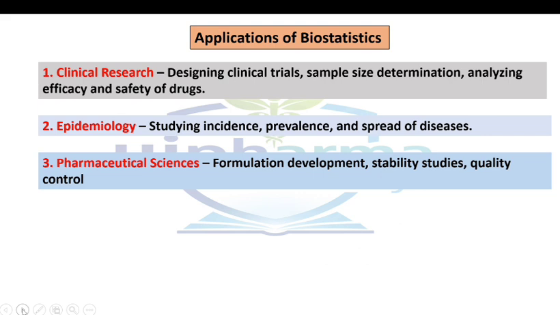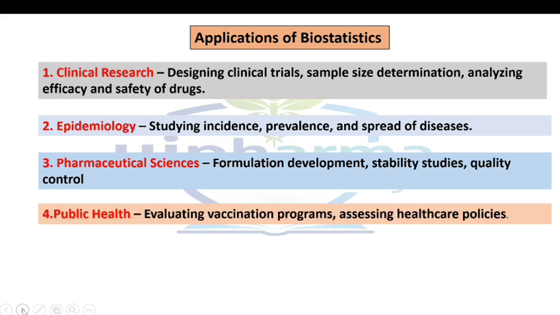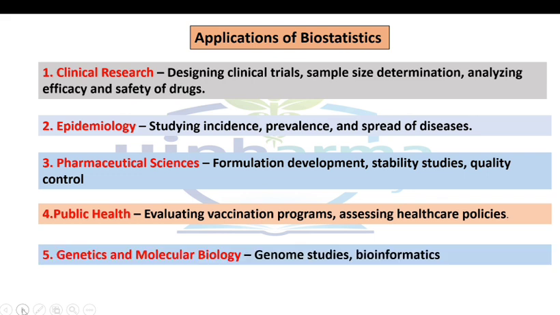And in pharmaceutical science, the most important aspects regarding pharmaceutical students are formulation development, stability studies and quality control. The fourth one is public health, evaluating vaccination programs and assessing healthcare policies. And the fifth one is genetics and molecular biology, genome studies and bioinformatics.